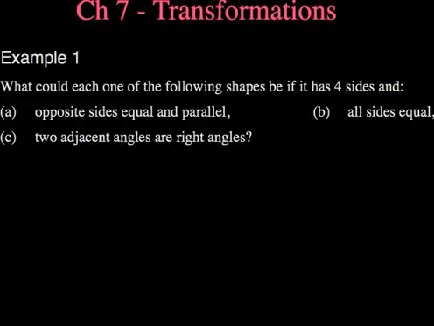So just to make sure that you're familiar with the names of all the different shapes, there are some basic starter questions here. We've got to think of a four-sided shape that has opposite sides that are equal and parallel. So we've got to know what parallel means. That means two lines that go in the same direction like that, and it's shown with these two arrows, and it means that they will never cross.